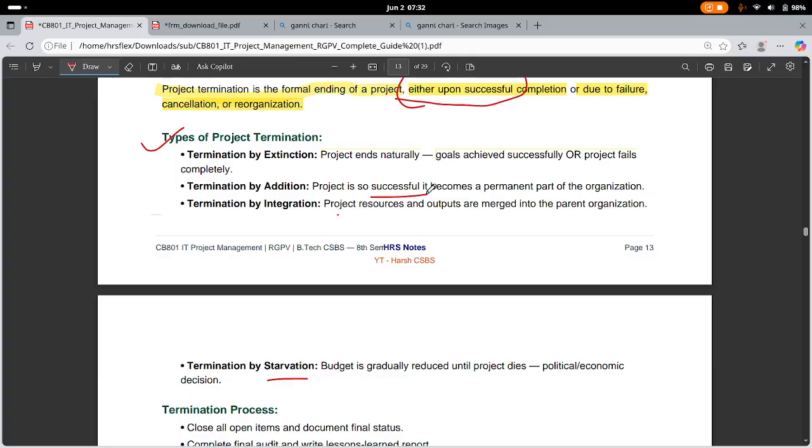And termination by starvation is when the budget is gradually reduced until the project dies. Like you have a certain budget and it keeps reducing until it will be zero, so you can't proceed forward. There can be an economic or political decision behind it, so it is termination by starvation.